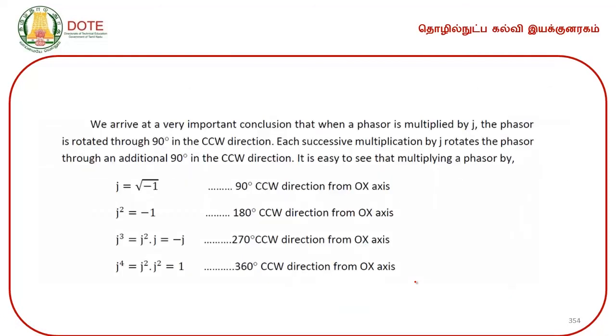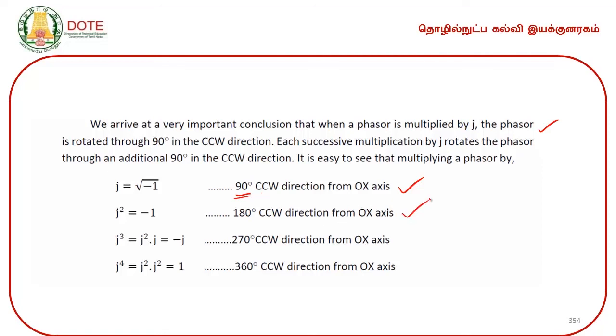So, we arrive at a very important conclusion that when a phasor is multiplied by j, the phasor is rotated through 90 degrees in the counterclockwise direction. Each successive multiplication by j rotates the phasor through an additional 90 degrees in the counterclockwise direction. It is easy to see that multiplying a phasor by j, that is equal to the square root of -1, rotates the phasor by 90 degrees in the counterclockwise direction from the OX axis.